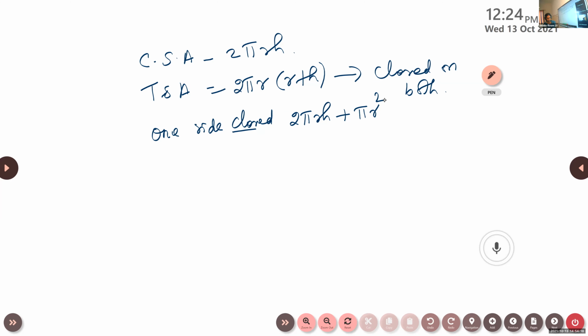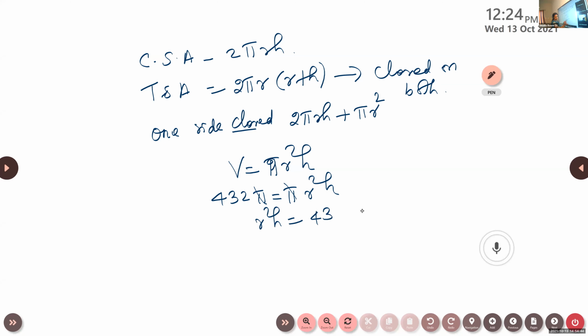The company is planning to pack a new product in a closed right circular cylinder of volume. So volume of the cylinder is given. Volume of the cylinder is pi R square H, isn't it? Pi R square H is 432 pi. So on both sides we can cancel pi, and we'll get R square H is equal to 432.